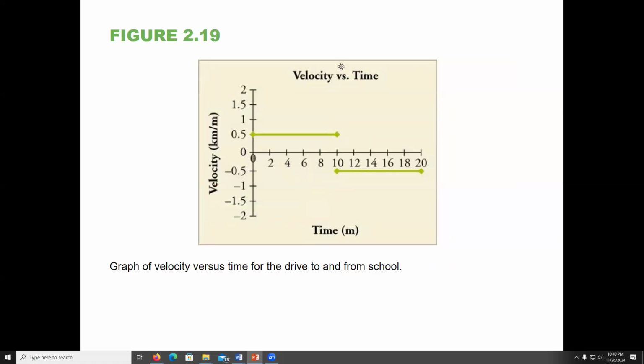Now let's look at this graph. Here you don't have distance versus time. You have velocity versus time. So what could be the slope of this graph now? If velocity is our rise and time is our run, what is velocity divided by time? That's acceleration. So the slope of a velocity versus time graph would definitely be the acceleration.